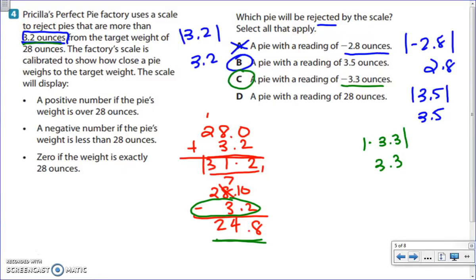And then finally, a pie with a reading of 28 ounces. Okay, if the scale is reading 28 ounces, that means that because it is calibrated, where does it say that at? It's calibrated to show how close it is to the target weight. So if it's reading 28 ounces, the pie is actually twice as large as it's supposed to be. So definitely way bigger than what it's supposed to be. That's definitely not a good choice. Okay.